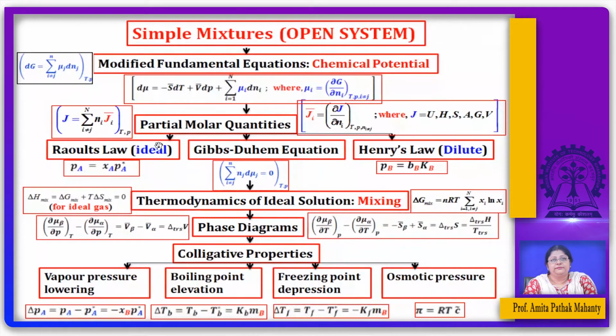We had not done this for the gases. In addition, what we are going to look into is whether the equations which we used for ideal gases for thermodynamics of mixing are going to be valid for the one which we are going to be using for the liquid system. And then we look into the phase diagram and colligative property. So this is the gist of how the open system discussion is going to flow.